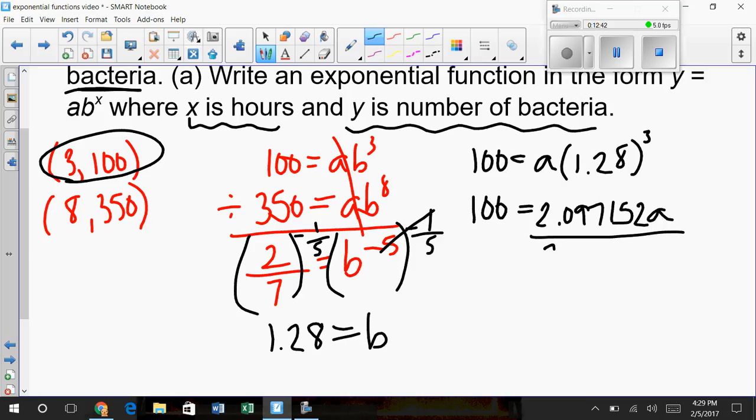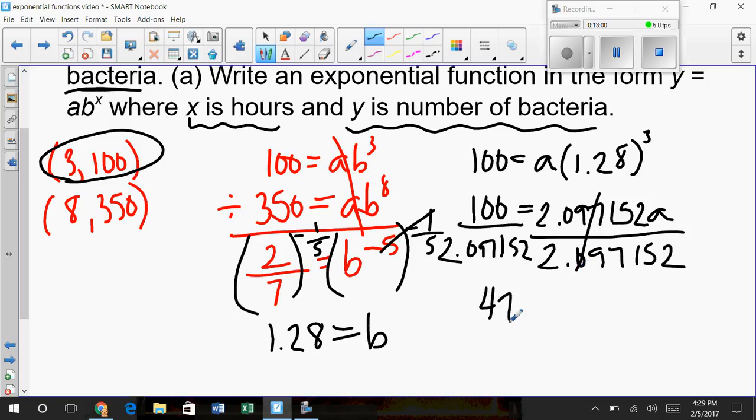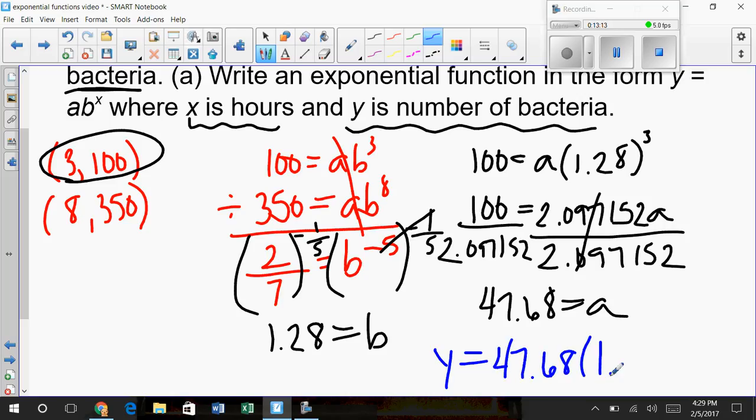And divide to get a by itself. Okay. Do this in your calculator. And we'll round our final answer to the hundredth. So this gives me 47.68. Okay, so I'm ready to write this function. Y equals the a value I just found, 47.68, times my b value of 1.28 to the x. That's the function that models this bacteria growing over time.